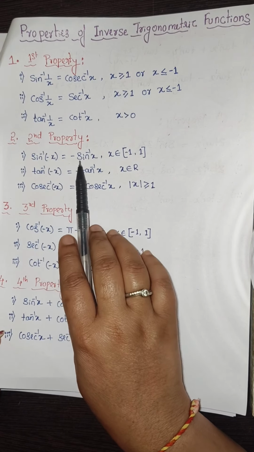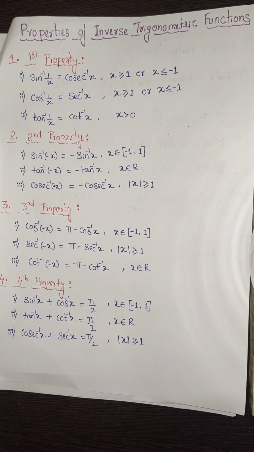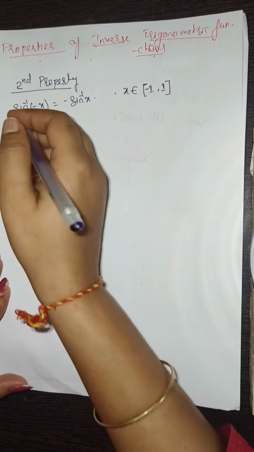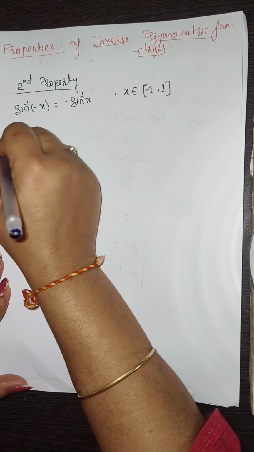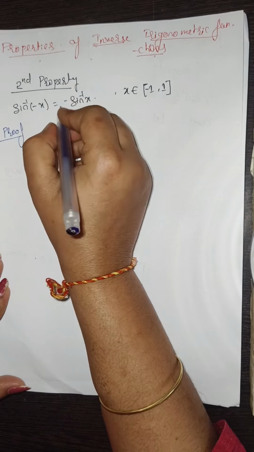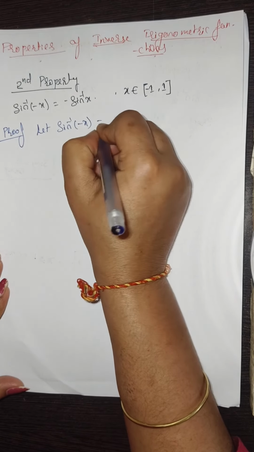Now we move to the second property, that is sin inverse of minus x equals minus sin inverse of x. It is satisfied in the condition x belongs to the closed interval minus 1 to 1. Now we will prove this one. Sin inverse of minus x equals minus sin inverse of x. Proof. First we have to consider it as y. Let us consider sin inverse of minus x equals y.